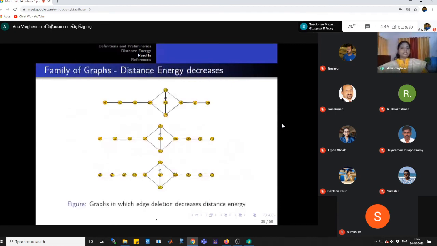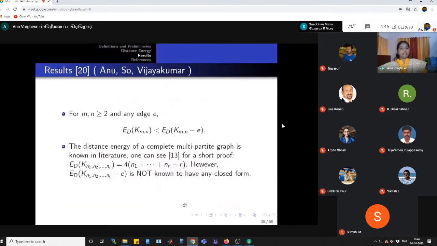And the conjecture is partially proved by Tian et al. They proved that the distance energy increases on edge deletion for complete multipartite graphs with n1 equal to n2 equal to ... equal to nr. And also they proved that the distance energy increases on edge deletion for Turan graphs.